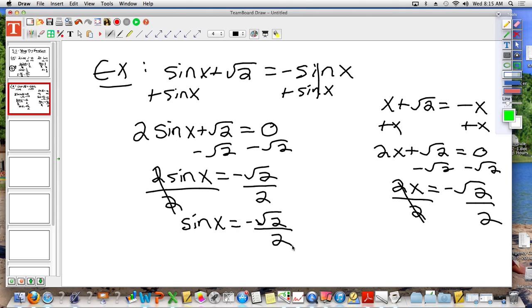Your job is to figure out where we get negative square root of 2 over 2. 5 pi over 4? What about 3 pi over 4? 3 pi over 4, I don't think that happens there. Yeah, I have 5 pi over 4.